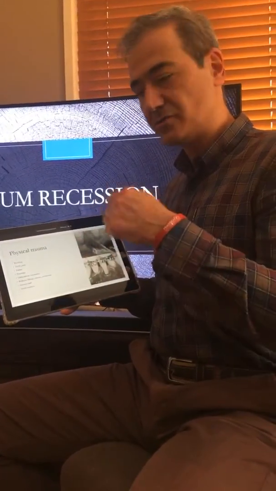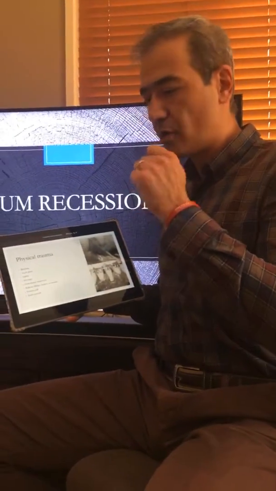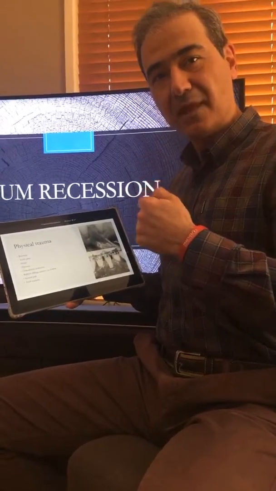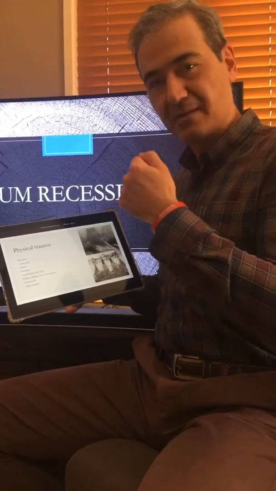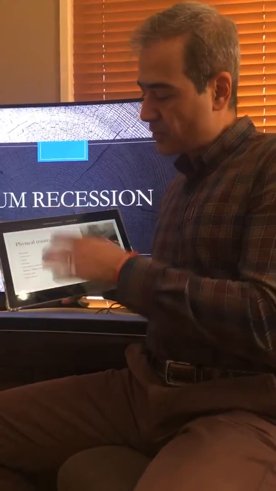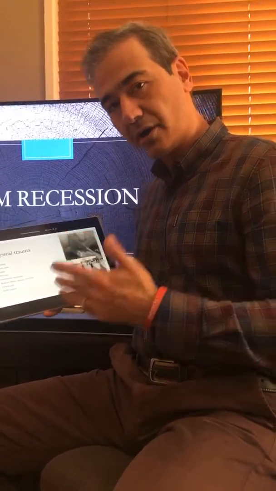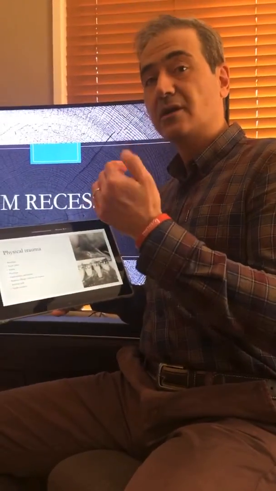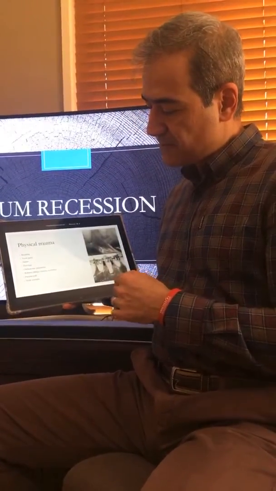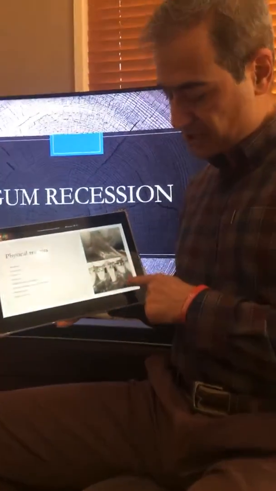Some people like to chew their fingernails or hold a pen between their teeth or play with their gums with something like a pen or pencil. That could cause gum recession. The fourth one is piercings, especially piercings on the tongue, which could cause gum recession at the back of the lower front teeth.